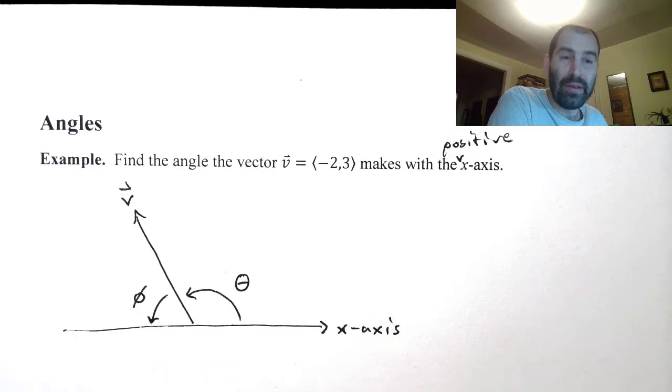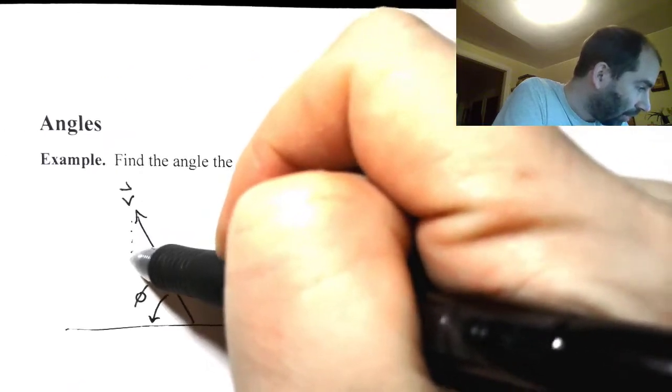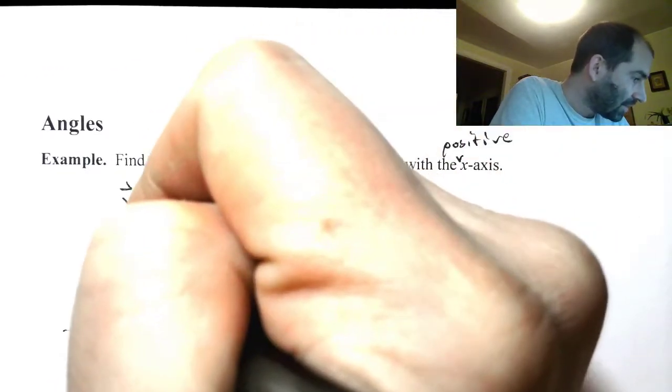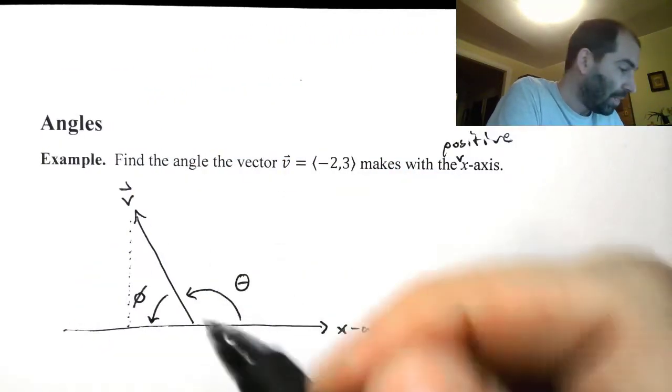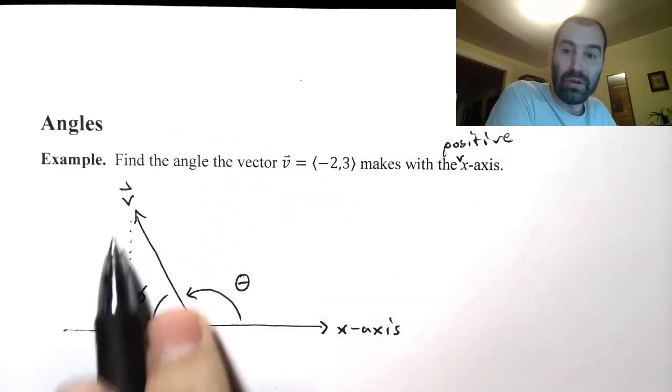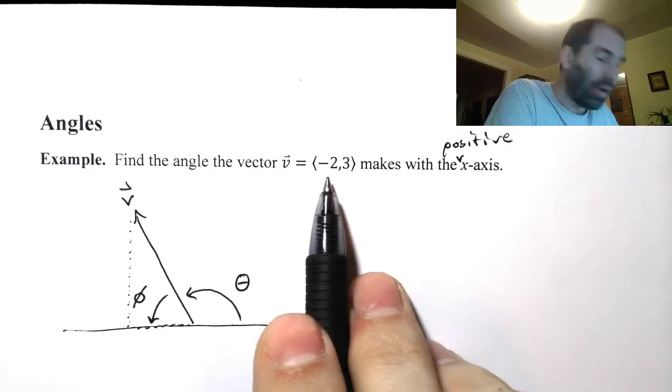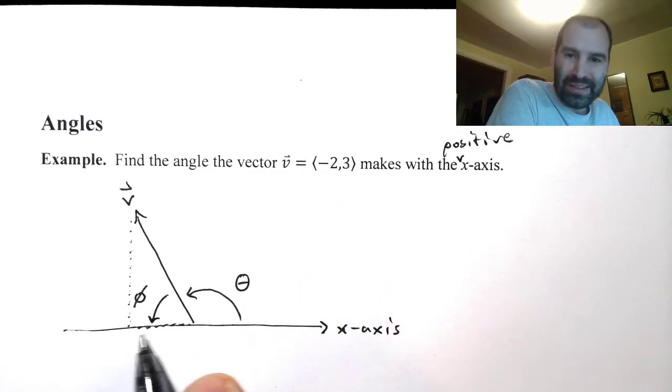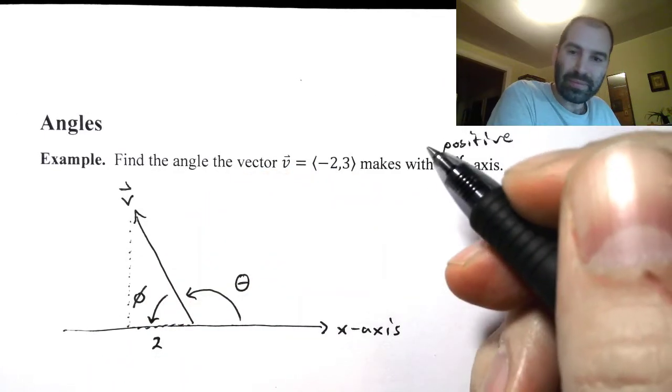How do I find the angle phi? Well, let's use the same trick we used earlier. Let's make a triangle. Let's drop a line down like this. That's going to be V2, right? And then we're going to drop a line going this way. That's going to be V1, right? V1, V2 makes V. Well, what are V1 and V2? This distance, because that's a -2, this distance is just 2, right?